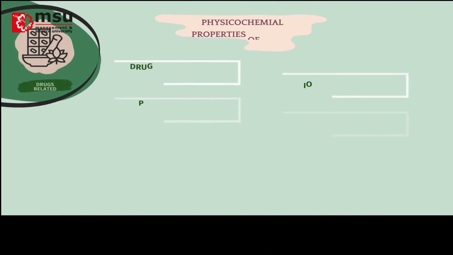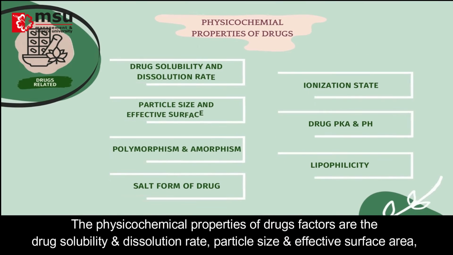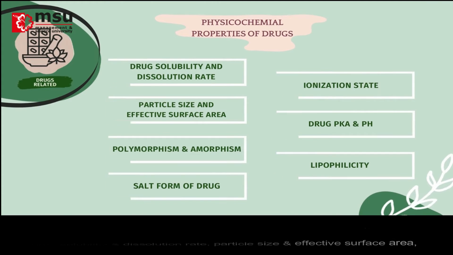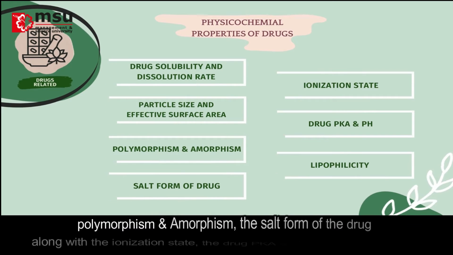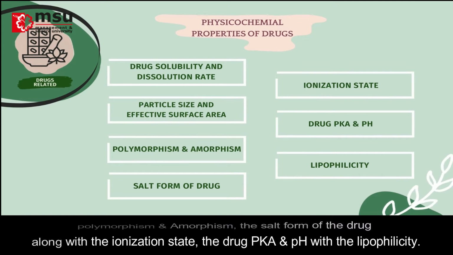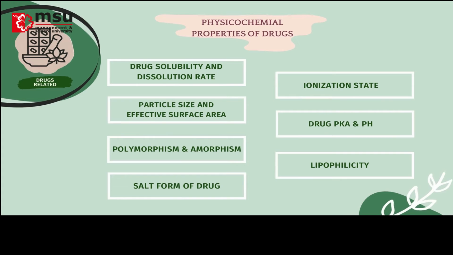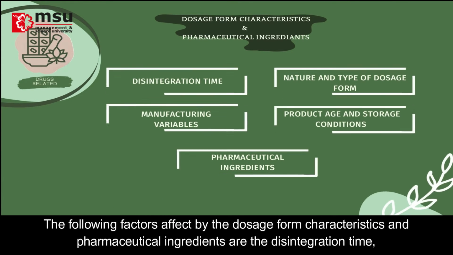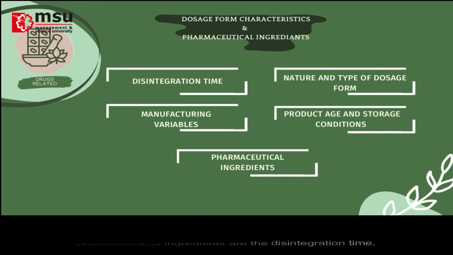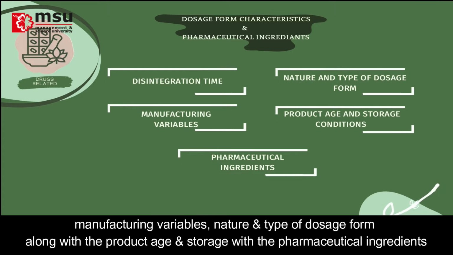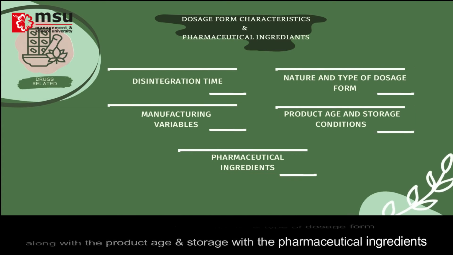The physicochemical properties of the drug factors are the drug solubility and dissolution rate, particle size and effective surface area, polymorphism and amorphism, the salt form of the drug along with the ionization state, the drug pKa and pH with the lipophilicity. The following factors affected by the dosage form characteristics and pharmaceutical ingredients are the disintegration time, manufacturing variables, nature and type of dosage form, along with the product age and storage with the pharmaceutical ingredients.